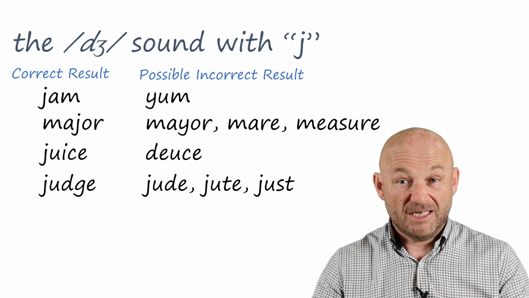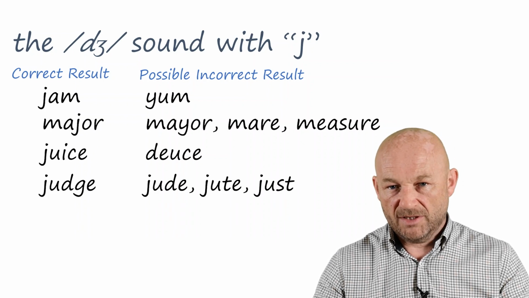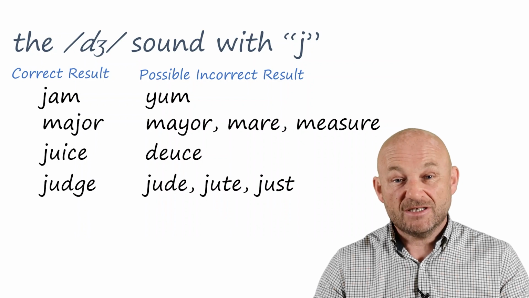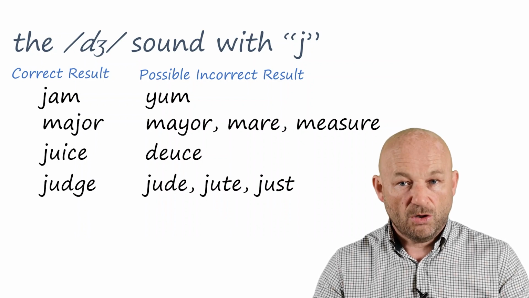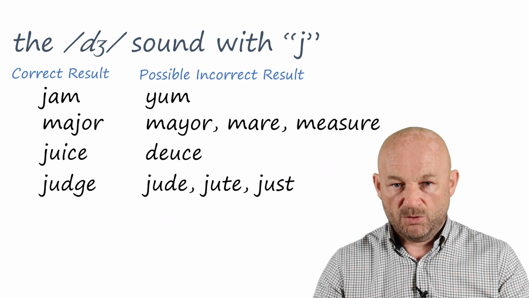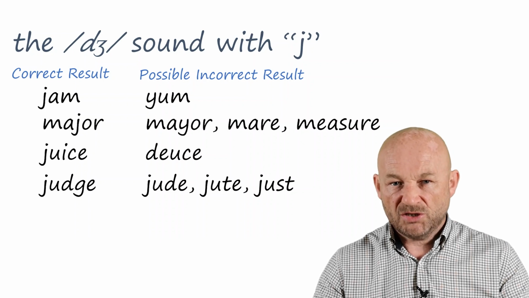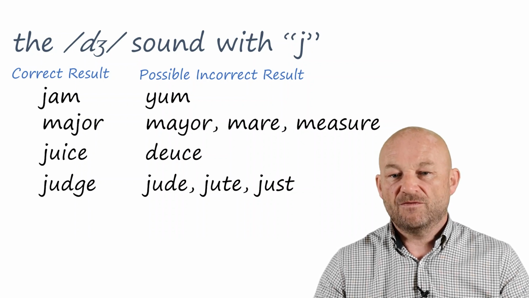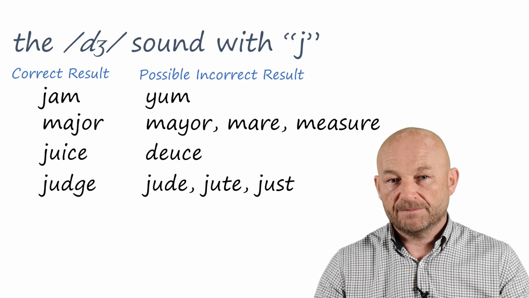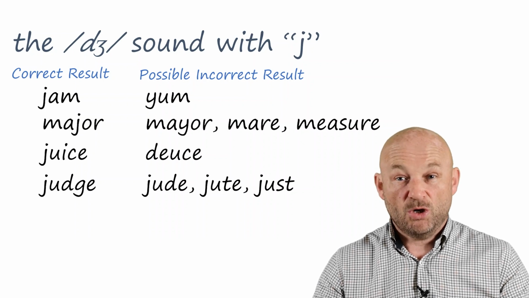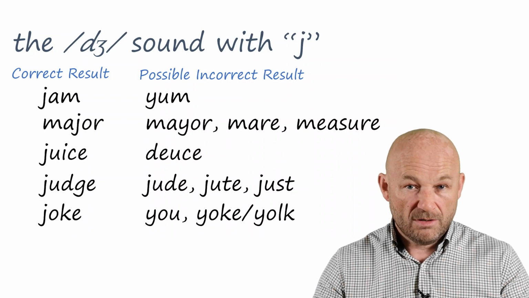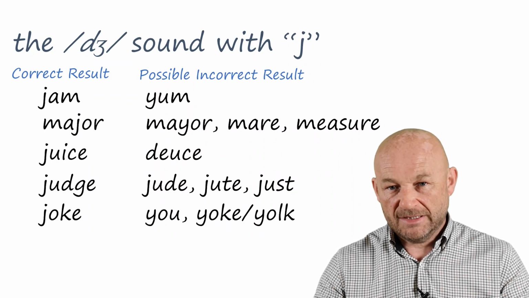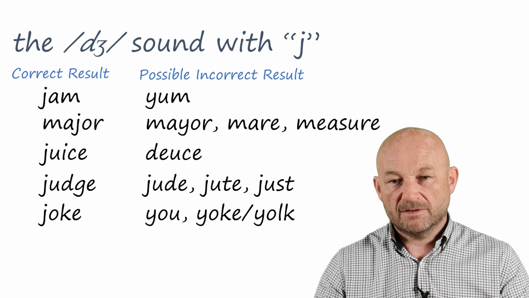Now, judge is a great word to practice with because it has the J sound at the start and the end with a short vowel sound in between. So I would suggest you practice this until you become fluent with it. Joke is commonly mispronounced as yoke because the J sound is not being pronounced.